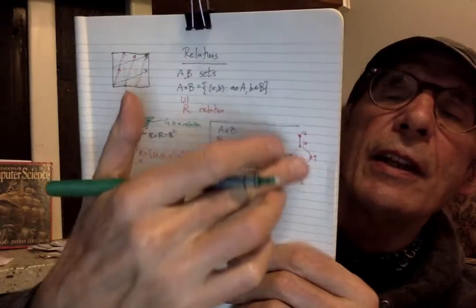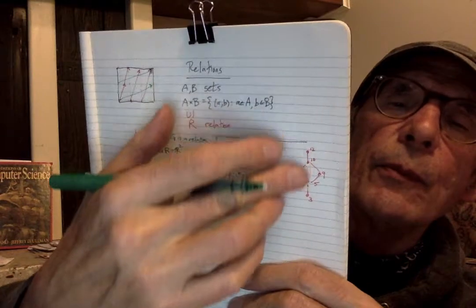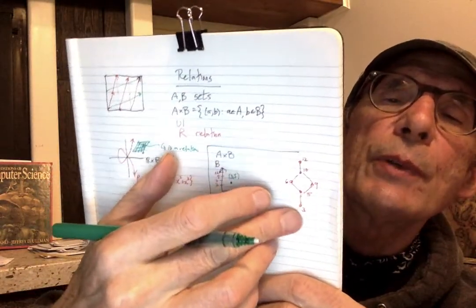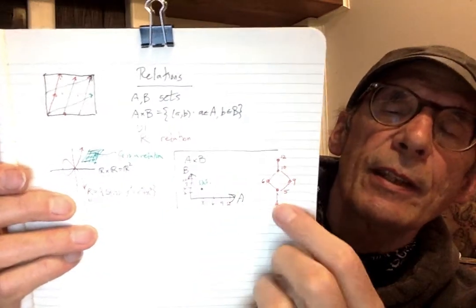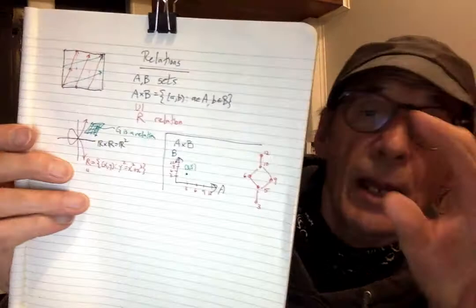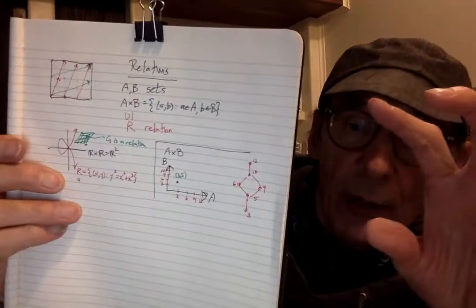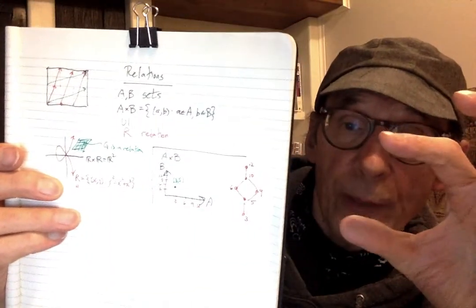So this encodes the relationship. So 3 is related to 5. I can't read them, sorry. 5 is related to 9. 5 is also related to 6, and so forth and so on. So anytime you have an edge, that says the bottom one is related to the top one.